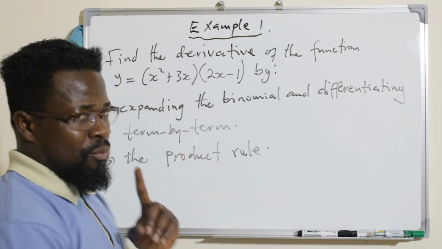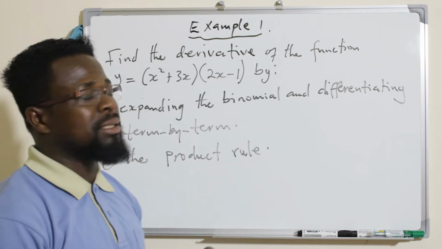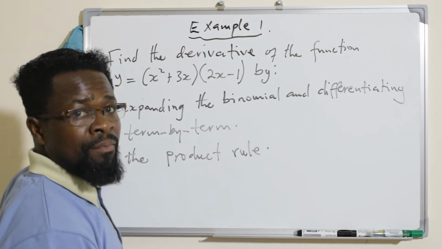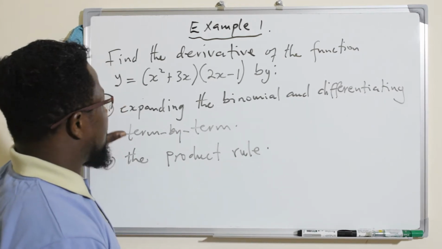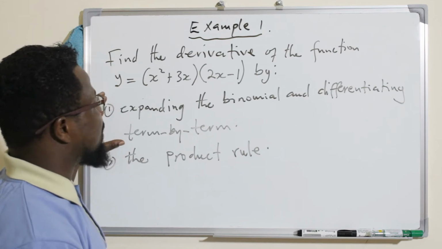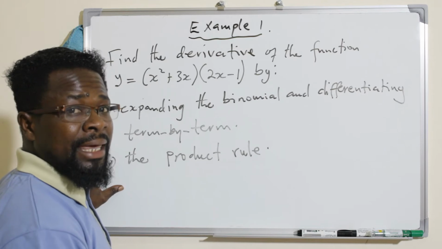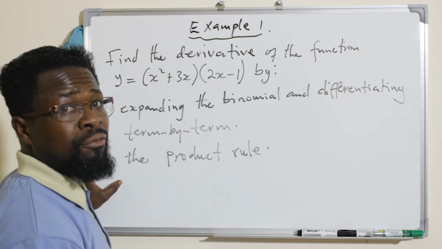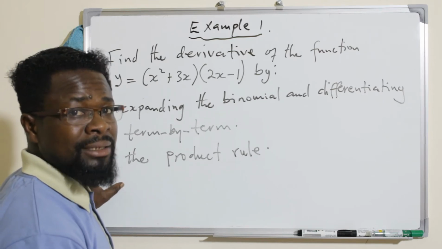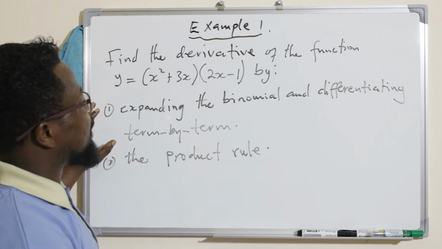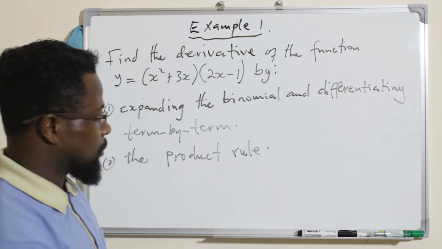Alright, one thing we have to understand is that in question 1 and question 2, we should have the same answer. Whether you are expanding and differentiating term by term, or you're using the product rule, in either case, we are looking for the derivative, and therefore we should have the same answer. So let's begin by expanding term by term.